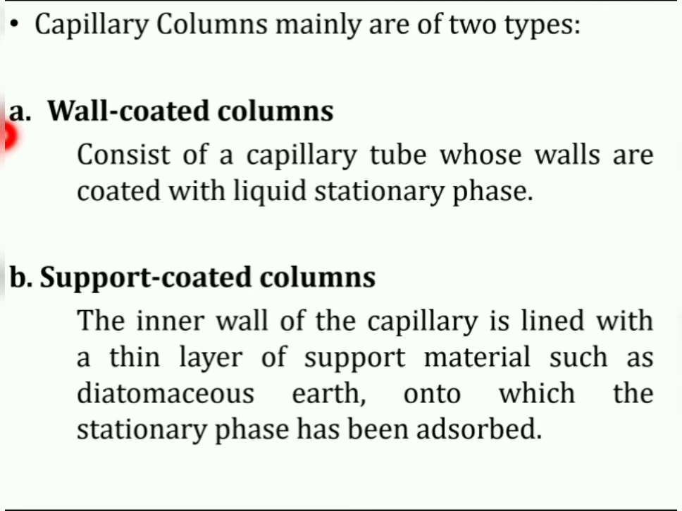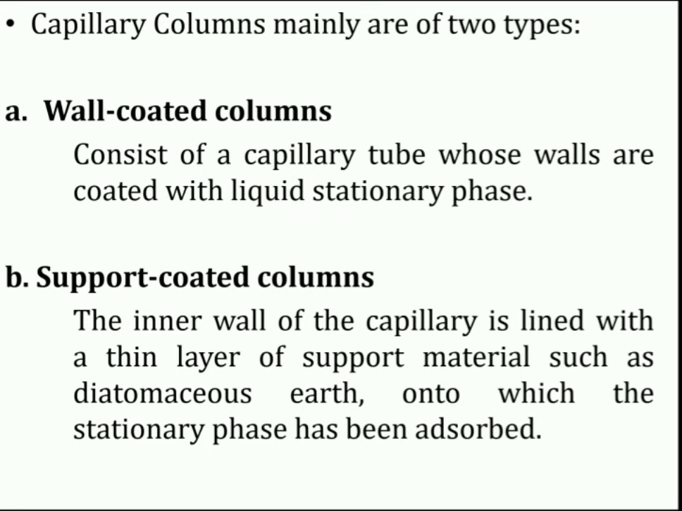Capillary columns mainly are of two types: wall-coated columns and support-coated columns. Wall-coated columns consist of a capillary tube whose walls are coated with liquid stationary phase. In support-coated columns, the inner wall of the capillary is lined with a thin layer of support material such as diatomaceous earth, onto which the stationary phase has been adsorbed. Both types of capillary columns are more efficient than packed columns.